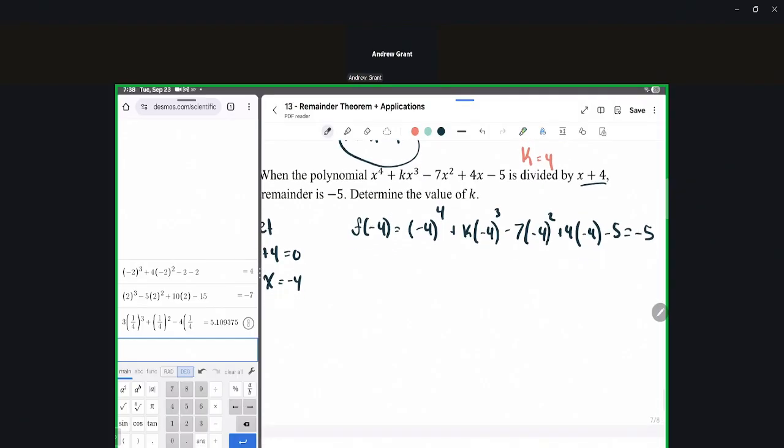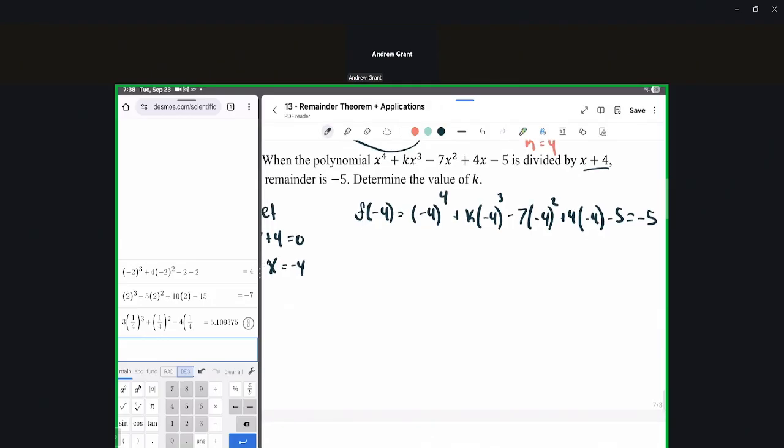Okay, negative 4 to the power of 4 is the same thing as 16 times 16. So that's going to be 256. Negative 4 to the power of 3 is going to be minus 64 of the k variety. 4 to the power of 2 is 16. 16 times 7 is going to be 112 of the negative variety. 4 times negative 4 is negative 16. Minus 5 is equal to negative 5.